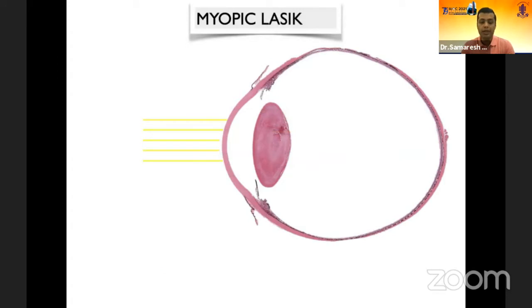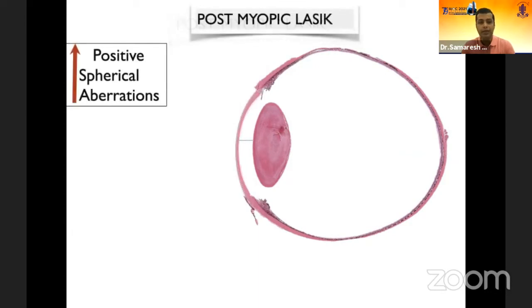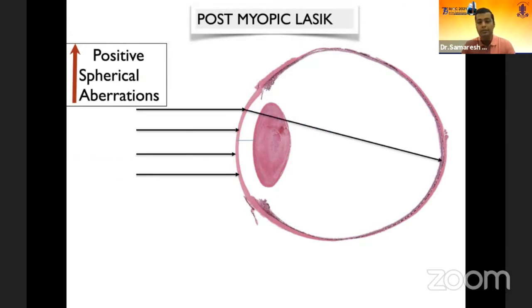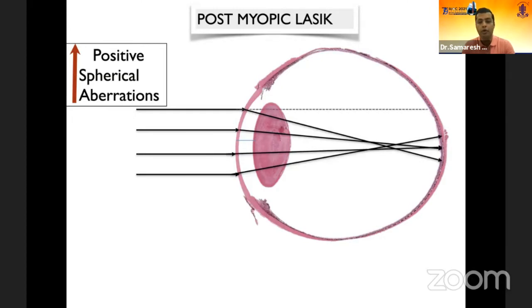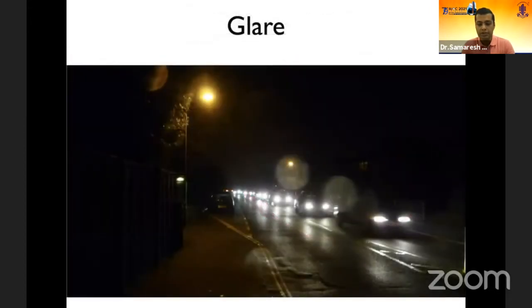So when you do a myopic LASIK, you tend to flatten the cornea. When you flatten the cornea, your central becomes flatter compared to the periphery, causing an increase in positive spherical aberrations. So again, if you look at a simple ray diagram, the peripheral rays of light now tend to deviate more as compared to the more central rays, or rays in the visual axis. And this causes an increase in positive spherical aberrations, thereby increasing the glare.